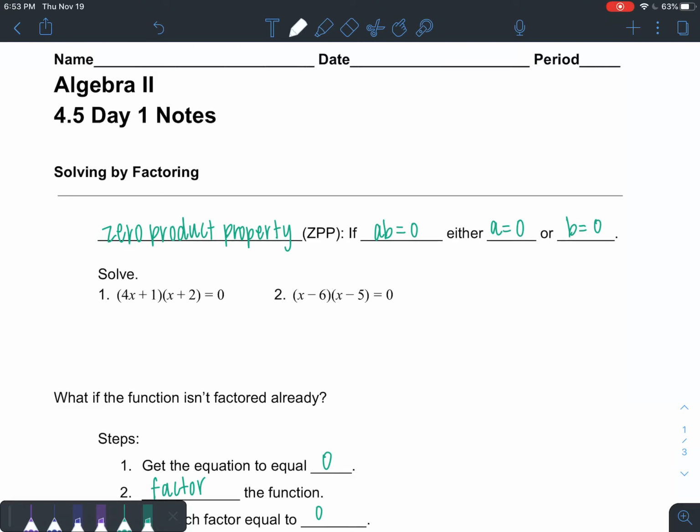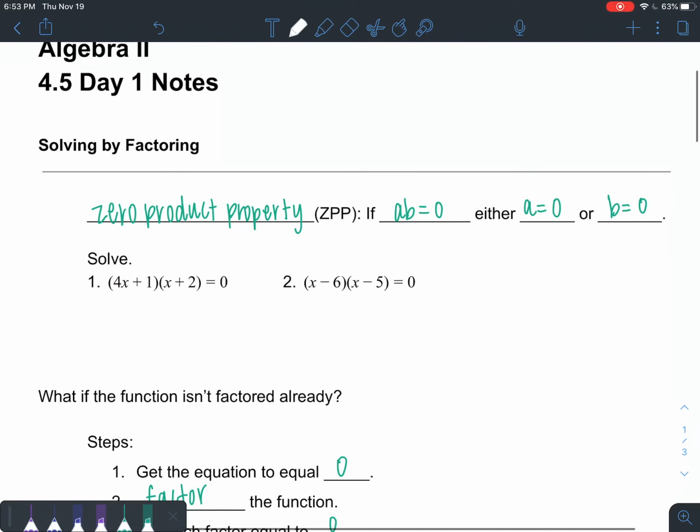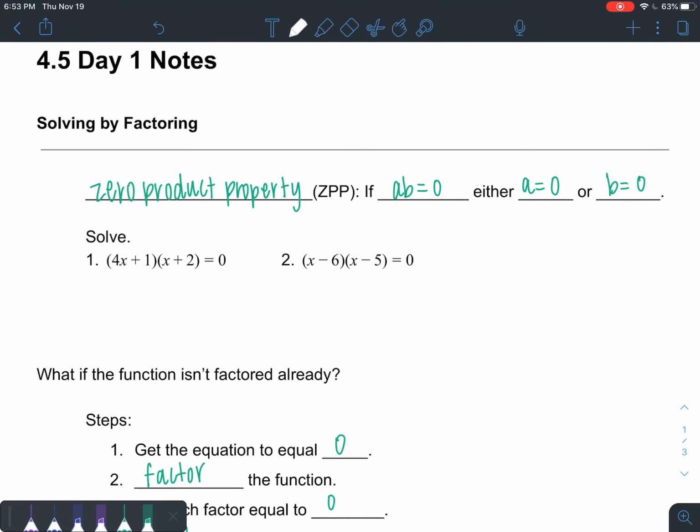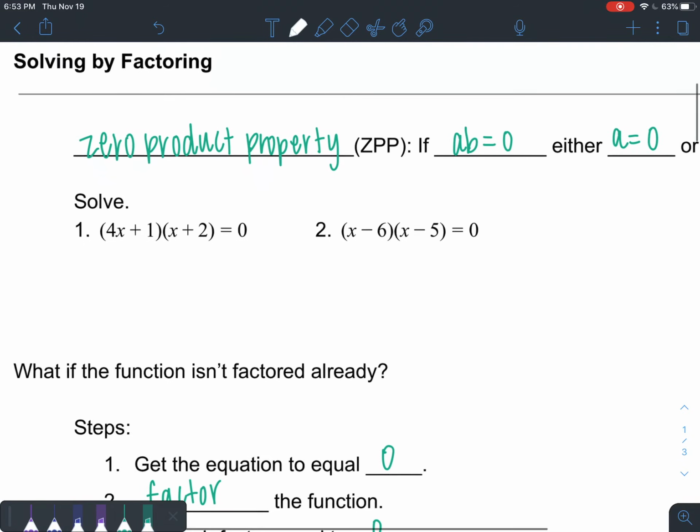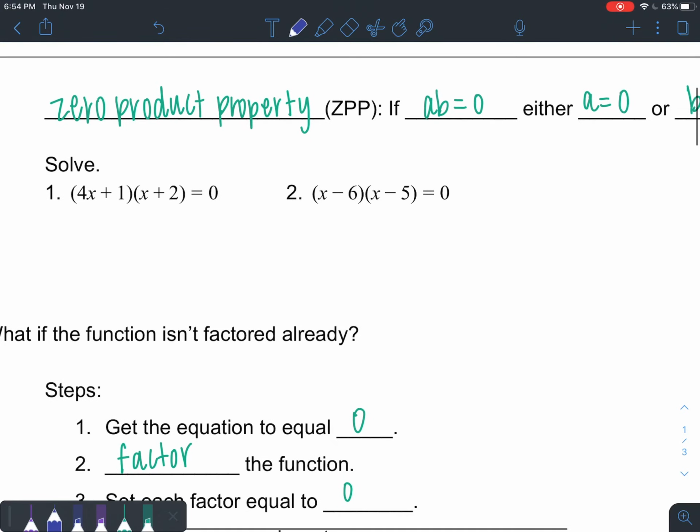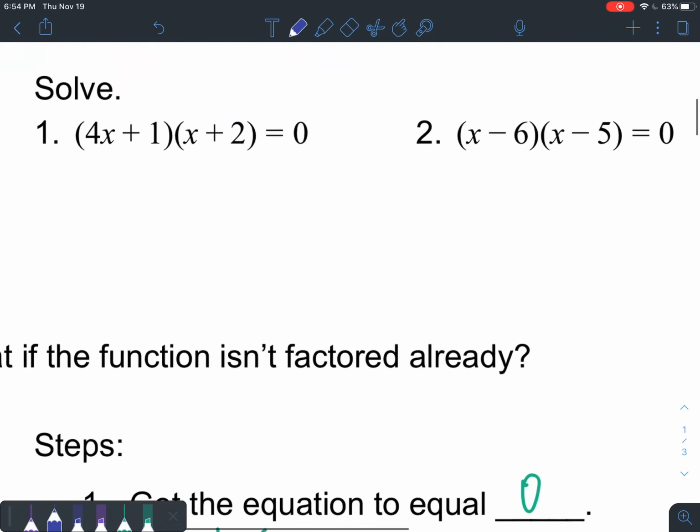Today we are continuing on with factoring, but we are solving by factoring. All right, so there's this thing called the zero product property, ZPP. Whenever I say ZPP, I mean you need to set both parts of the equation equal to zero. Okay, go ahead and write that down. We probably won't talk about the exact definition a whole lot, but I am going to be shouting ZPP at you. So let's go ahead and solve (4x + 1)(x + 2) = 0.